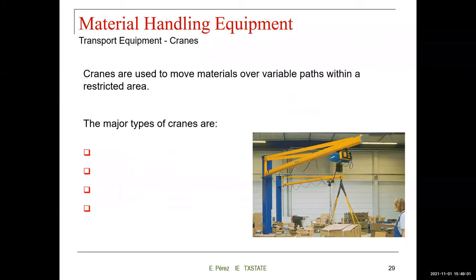So some examples, these are the major types of cranes: the jeep crane, the bridge crane, the gantry crane, and the stacker crane. So this is the idea. You have this equipment, and you have flexibility in terms of movement, rotation of the crane. And also you have flexibility in terms of the horizontal dimension. You can move back and forward. So you can cover a large area or a restricted area using the crane.